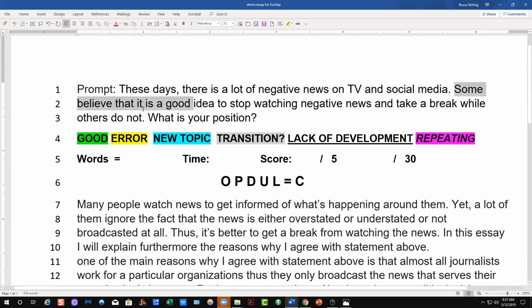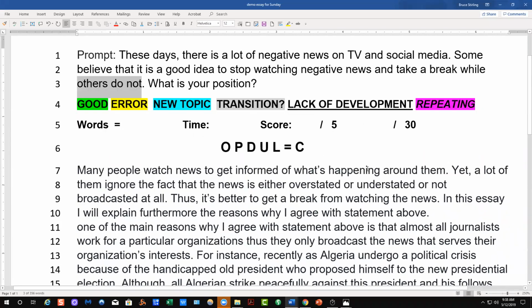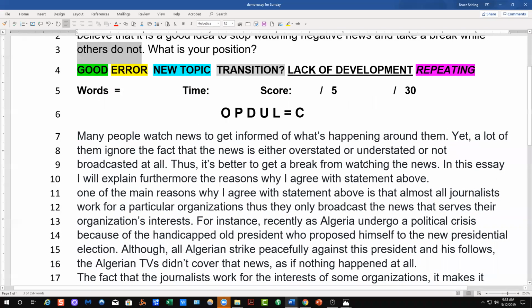So here is basically the compare and contrast, the choice. Some believe that it's a good idea to stop watching negative news and take a break. So basically turn the TV off and take a break, while others do not. Others think, yeah, no problem. Just keep watching negative news. No problem. Okay. So what is your position? What is your choice? You have to choose between these opposites.